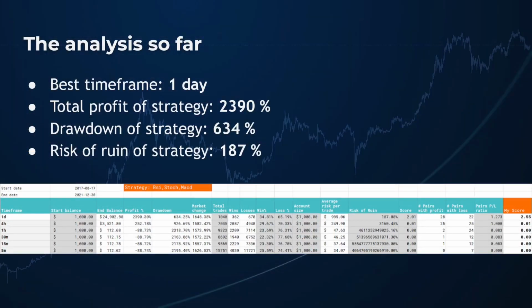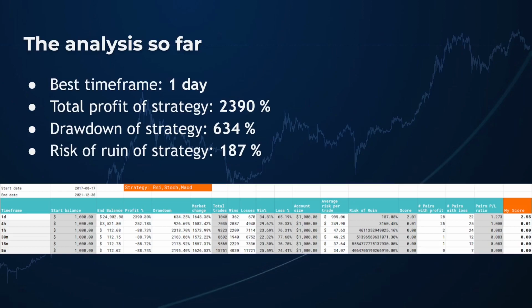After backtesting and writing down all the backtesting information in a sheet, I have the following results. It has a backtesting profit of 2,390%, which could have turned $1,000 into slightly under $25,000 hypothetically. The drawdown is 634% and the possible risk of ruin is 187%. Again, this is based on a slight adjustment of the original strategy where the exits are based on the ATR and a risk reward of 1 to 2 is advised.